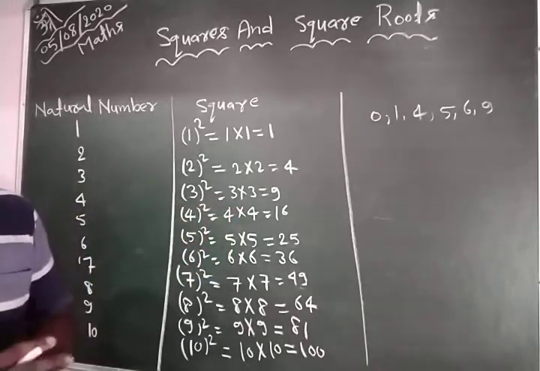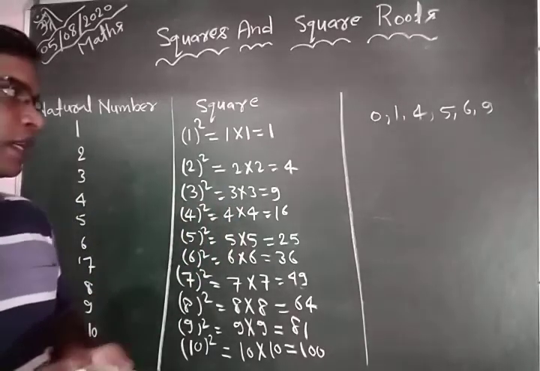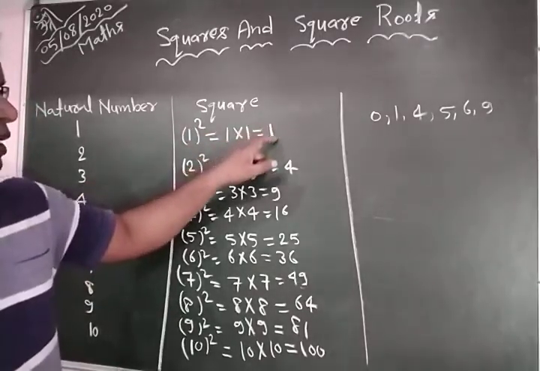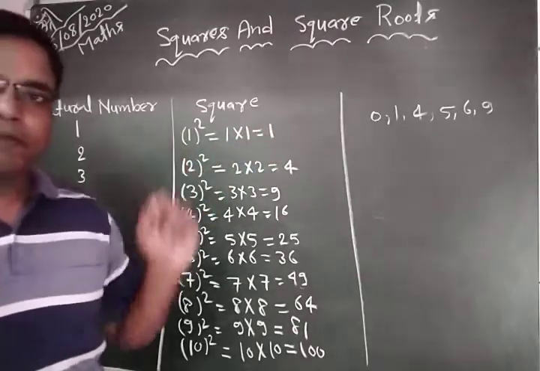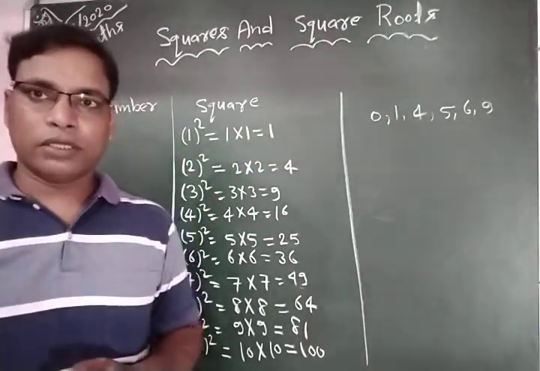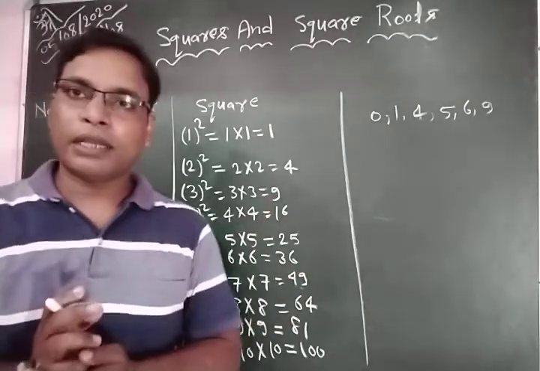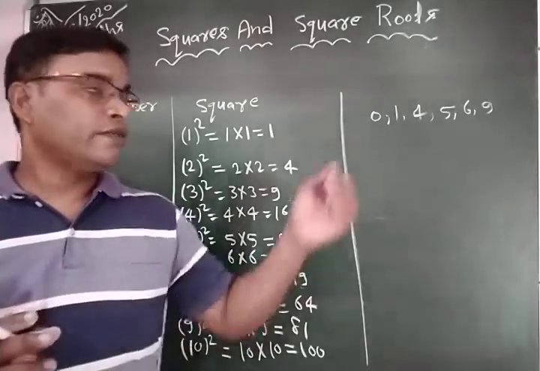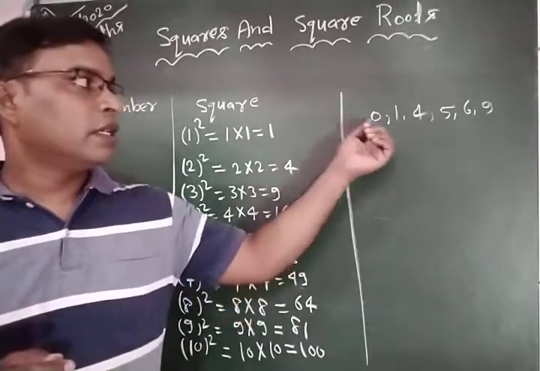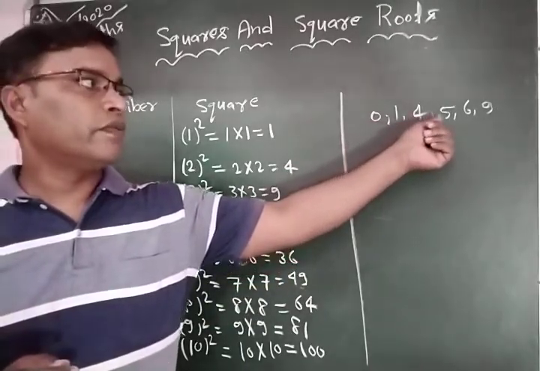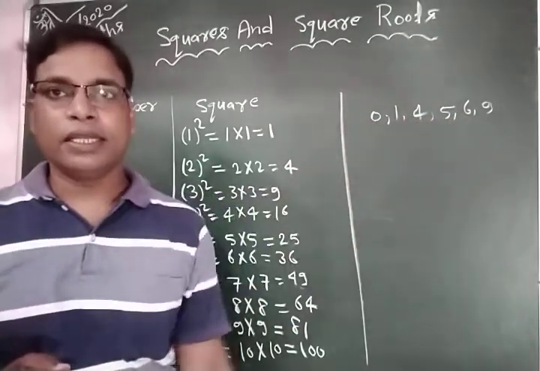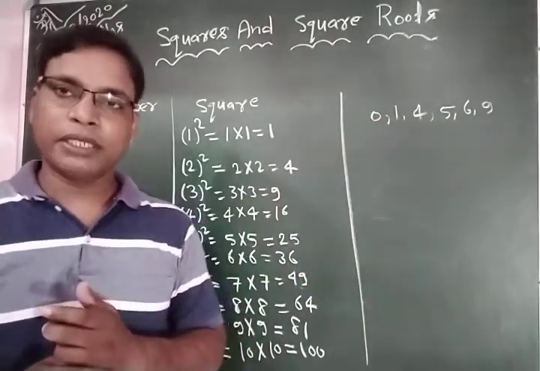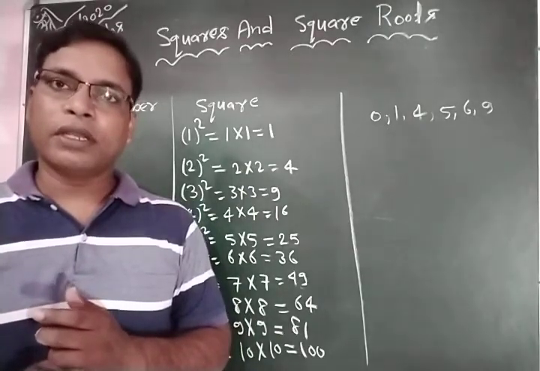The squares of natural numbers are called square numbers or perfect squares. There you can see these are squares of natural numbers, and these are called square numbers or perfect squares. You understood? A number can be a square number only if the unit place of the given number is 0, 1, 4, 5, 6 or 9.